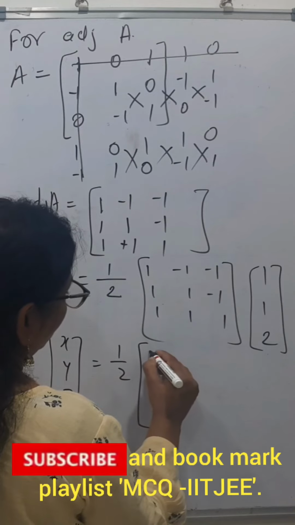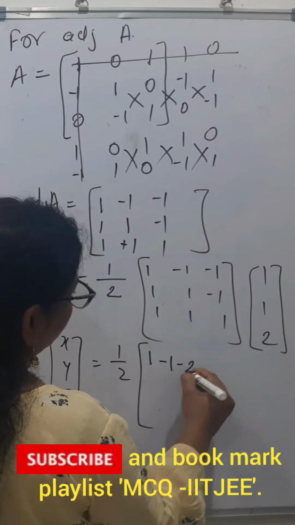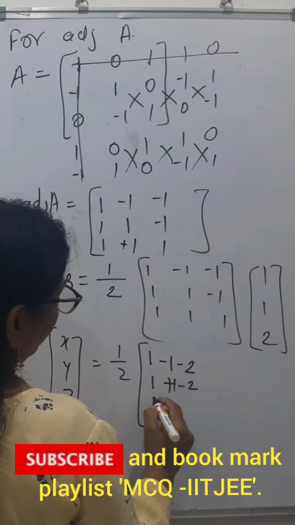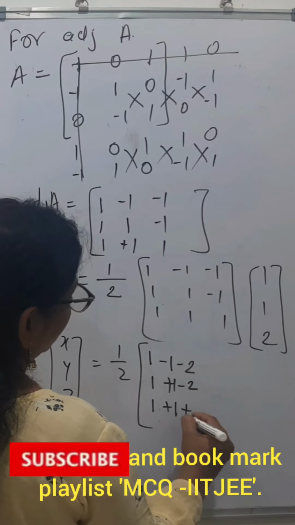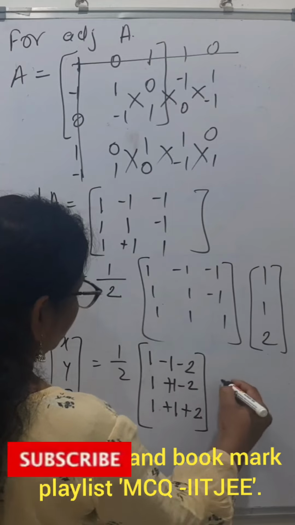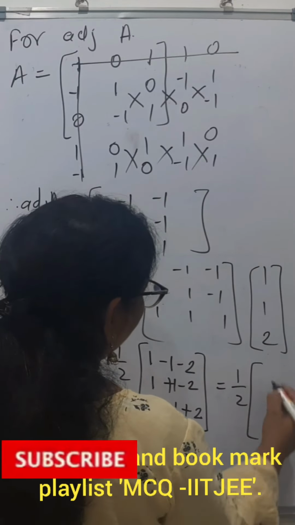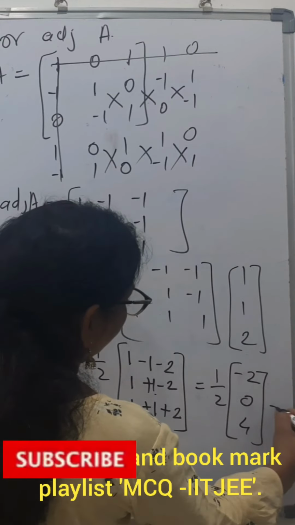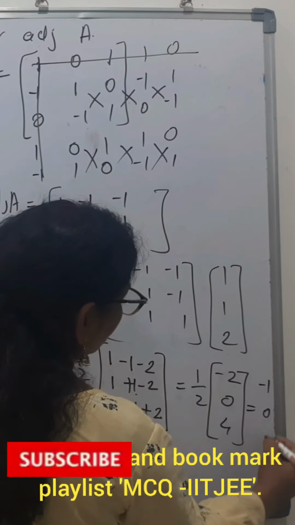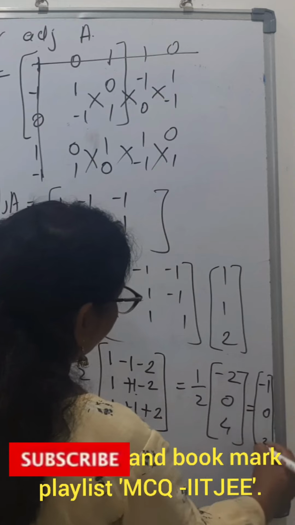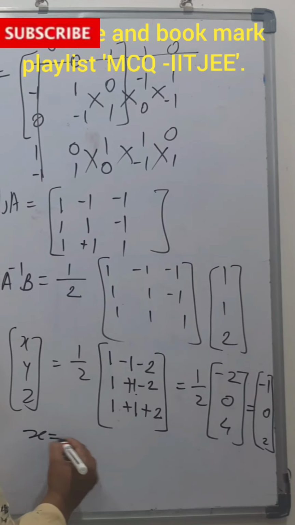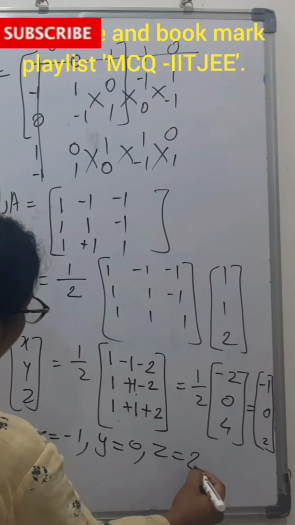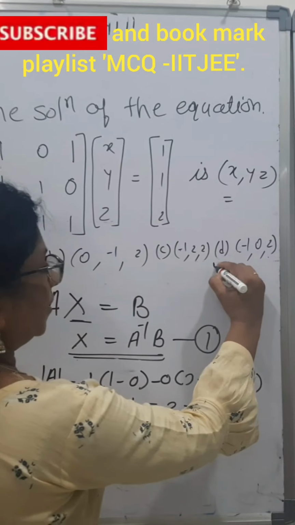So we will have here 1 minus 1 minus 2, here 1 plus 1 minus 2, and here 1 plus 1 plus 2. In this way we will have 1 by 2 into minus 2, 0 and 4. Simply minus 1, 0, 2. It means X equals minus 1, Y equals 0 and Z equals 2. That is our option D.